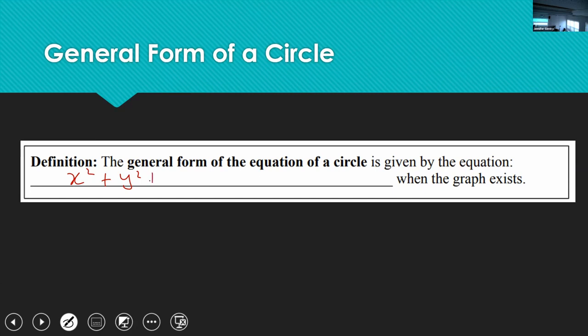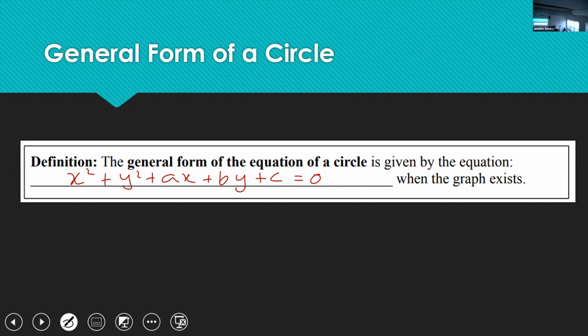Plus ax plus by plus c equals 0. So your task is to try to find out what those a, b's, and c's are. And that's going to be dependent on the center, right? Because that's where you get the other form, and it's going to be based on that standard form. But in general, it should look something like this.